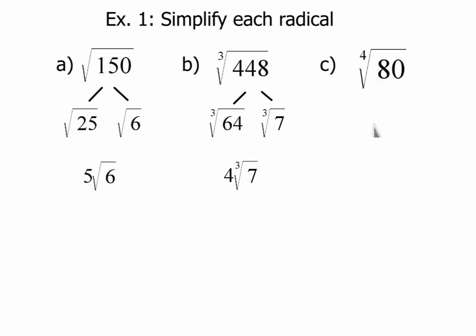Here I'm doing the fourth root of 80. The biggest perfect fourth that goes into 80 is 16, and 80 is 16 times 5. If I do the fourth root of 16, I get 2, so this is 2 times the fourth root of 5. All right, so the process, once again: find the biggest perfect number that's a factor of the number in your radicand. Split your radicand into that perfect number and its factor pair. Take the root of the perfect number and leave the other number under the radical.